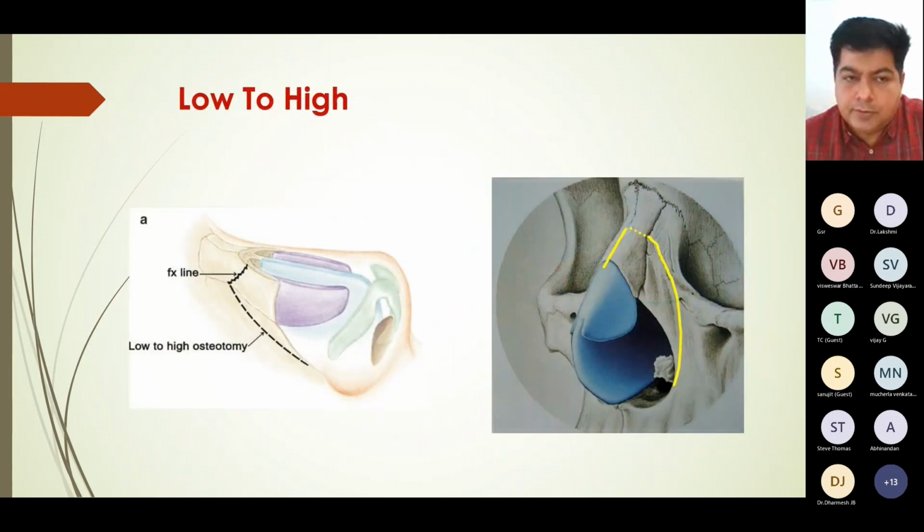So what are the benefits of low to high? Low to high goes below the attachment of the inferior turbinate, and as we are moving towards the medial canthus, it moves medially to the nasal bone. So this is low to high.